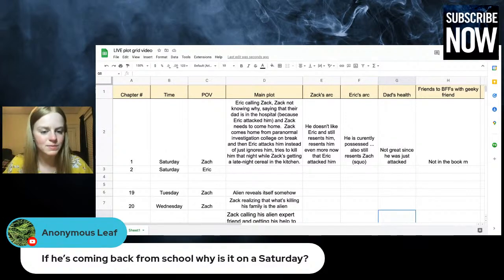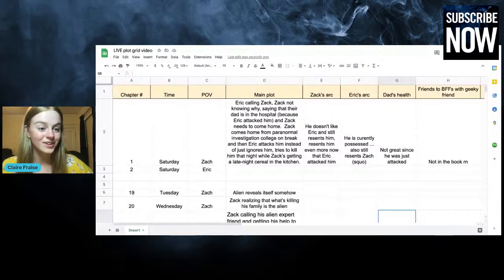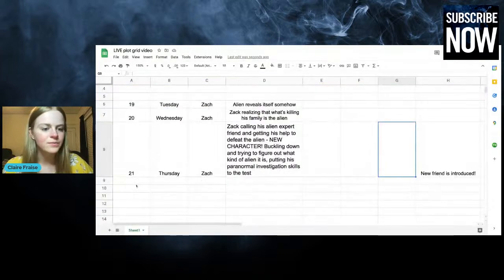Anonymous Leaf said if he's coming back from school, why is it on a Saturday? Very good point. I thought it was a college, kind of a boarding school type situation, which is why he'd have to come home, because I thought he was a little older. But we can also make it during the day. I'm just coming up with random ideas. These all can be changed later. I'm just trying to give you an idea of the different ways that you can fill this out.